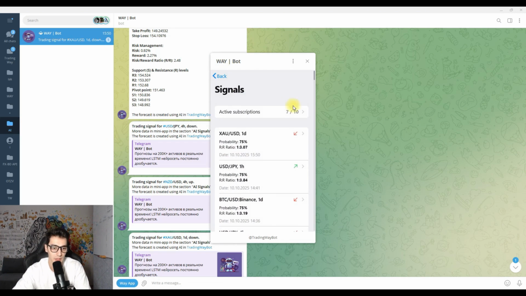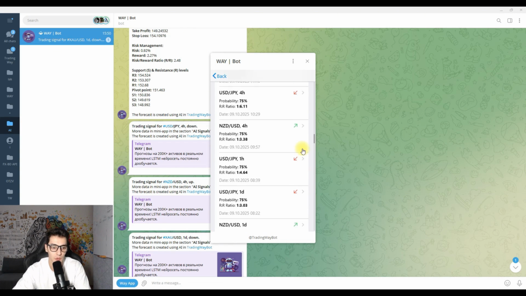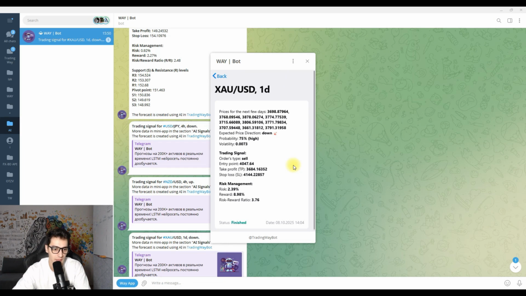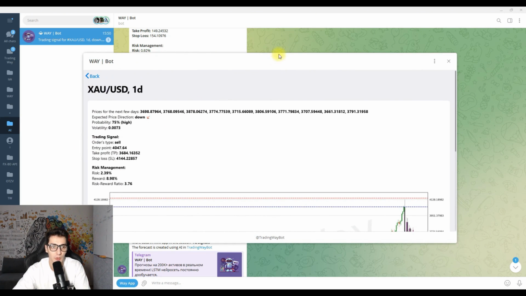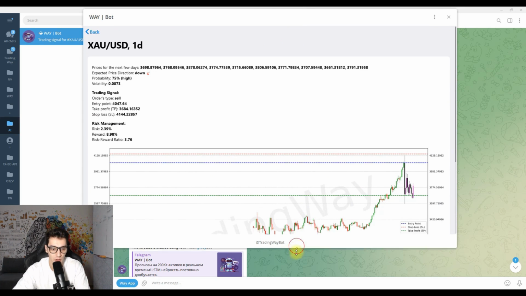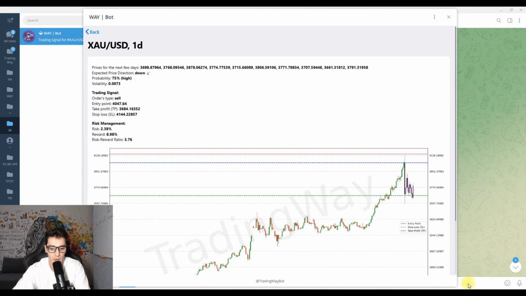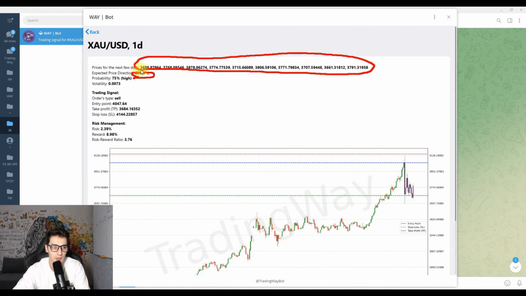Now, here's what the signals look like. So for example, on the 8th, I received a signal for gold and I entered on that signal. Here it is, and I'll expand it now so you can see what you get with this signal. You have the direction of movement as well as a forecast for each candle ahead for the next 10 candles. That is, if we are on the daily chart, that's 10 daily candles. And the probability of the forecast working out is 75%.